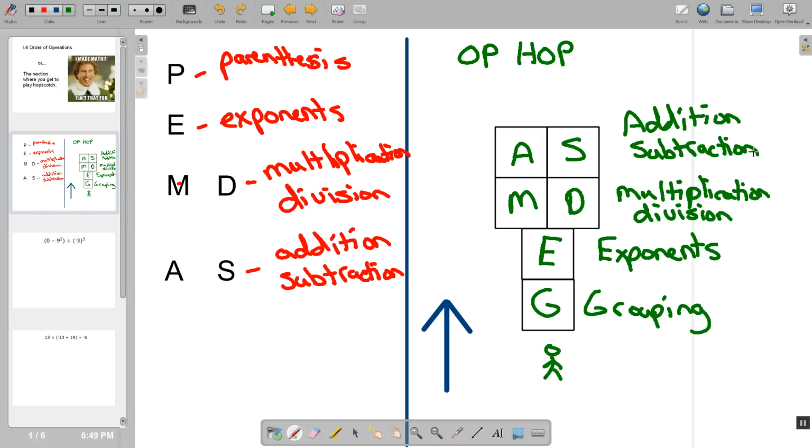So PEMDAS on the left, OPHOP on the right are equivalent. You can choose either one, and I just ask you to have to do OPHOP once in class with me before I'll let you move on.